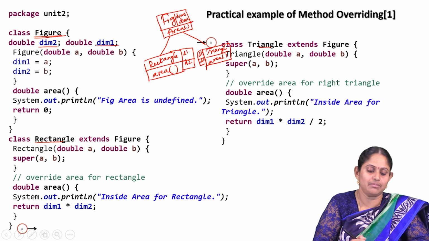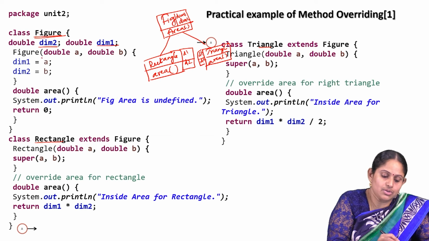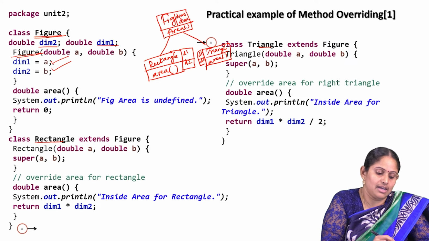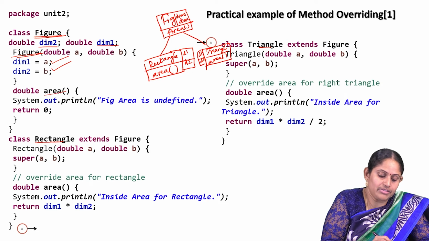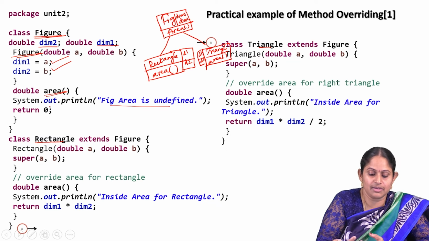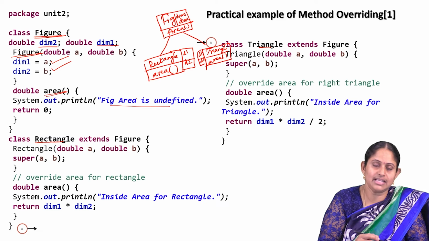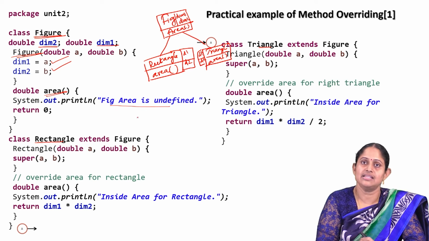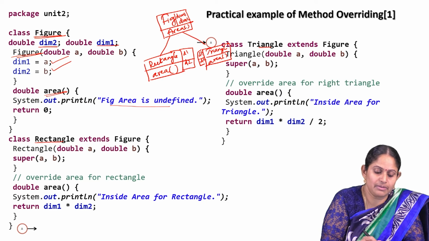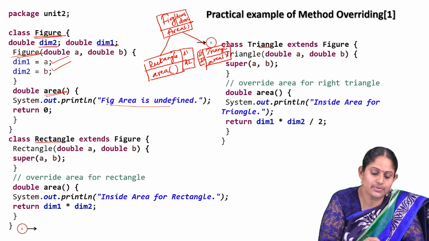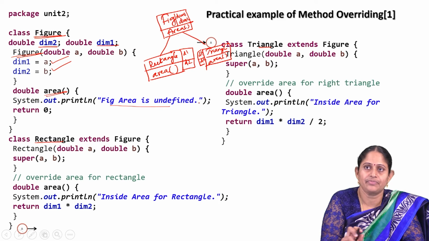These two variables will be available in the child class also. So here we are making use of the figure constructor to initialize the values of dimension 1 and 2. And we have the statement area, wherein since this figure can be any type, there is no formula which is particularly used for this. So we are saying that this area is undefined. So inside the figure, if you call the area method of the figure class, then it will be stating that figure area is undefined.